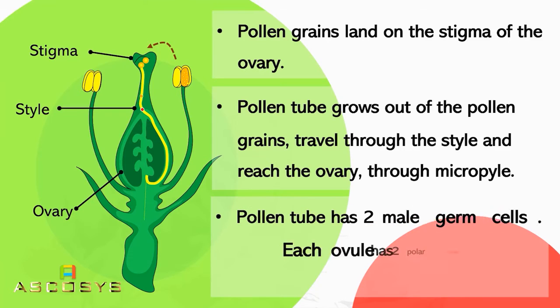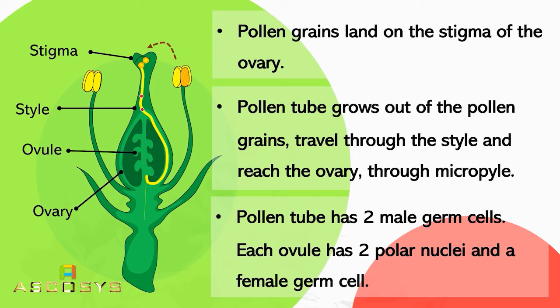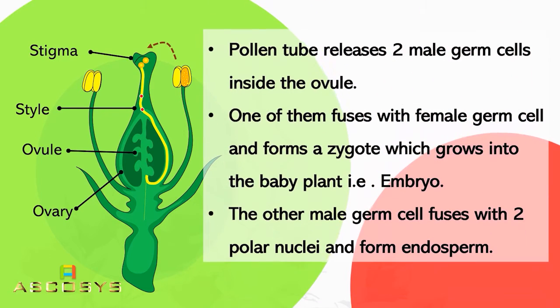Now this pollen tube has two male germ cells. That means they are having two male gametes. And each ovule has two polar nuclei and a female germ cell. Now this pollen tube releases the two male gametes inside the ovule. One of them is going to fuse with the female germ cell, that is the egg cell, and it forms a zygote which grows into the baby plant that we call as the embryo. And the other male germ cell fuses with the two polar nuclei and then it will form an endosperm.